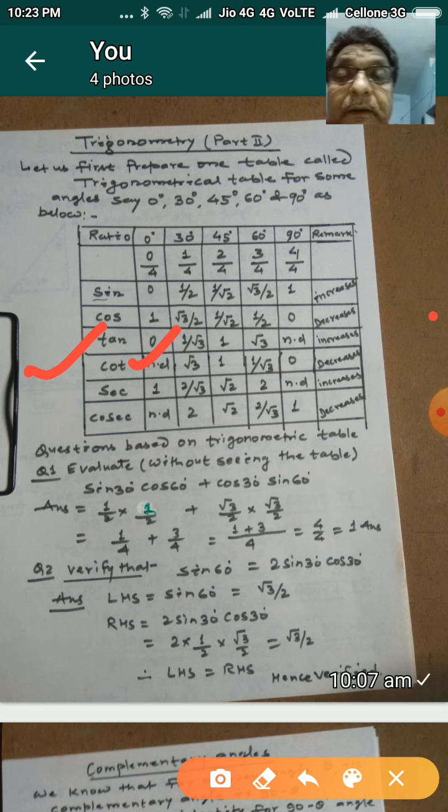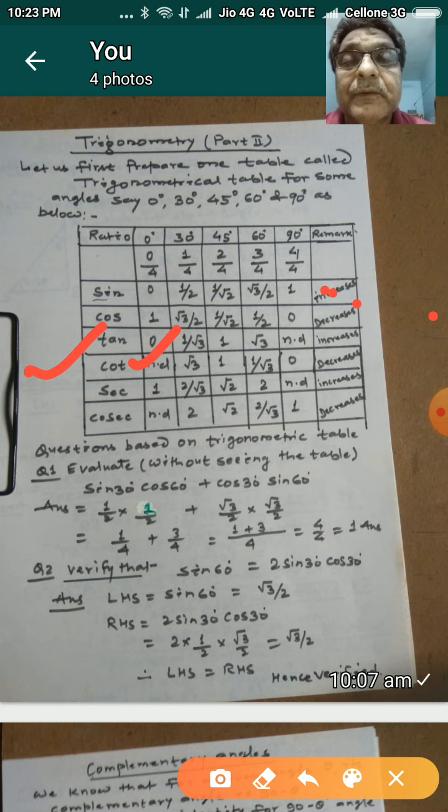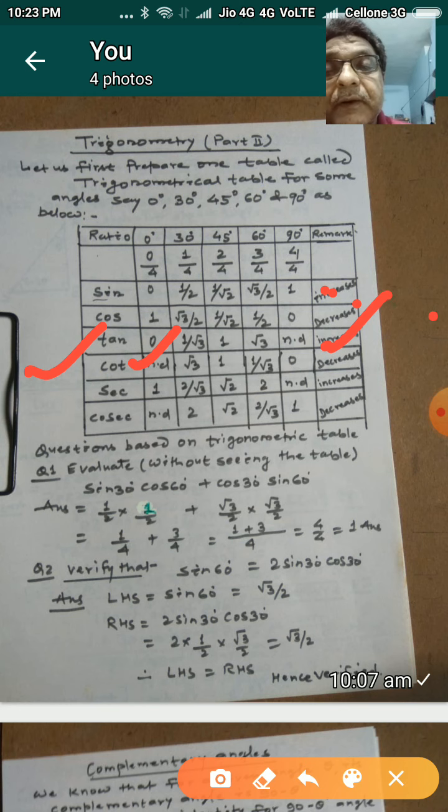If you divide, then lastly for 90 degree what will happen? By dividing 1 by 0, you know, you have read in case of rational numbers that q can't be 0. So here 1 by 0 means in place of q that is 0, which is not possible. So we write here not defined, nd. You can also write np, not possible.